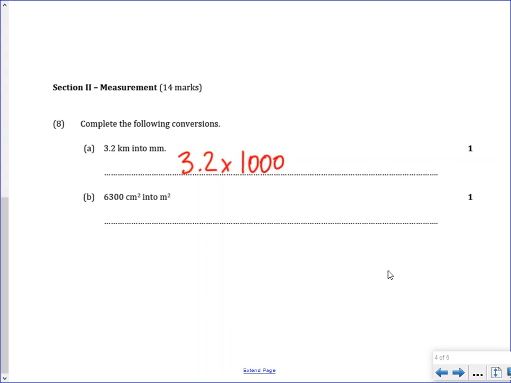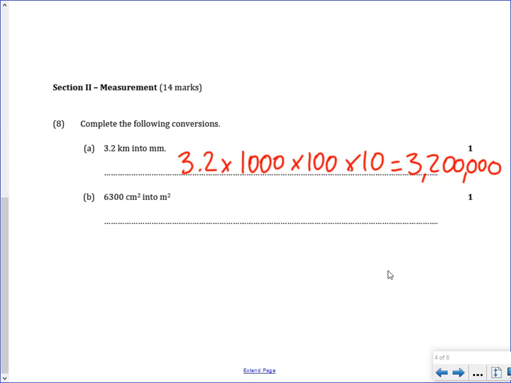But that's got it in meters. So that means we're now going to need to change that to centimeters. So we're going to times that by 100. But that's only in centimeters. We want to change it to millimeters, so we then need to times it by 10 as well, because we're changing from kilometers into meters, into centimeters, into millimeters. So this is 3.2 times 1,000 times 100 times 10, which gives me this number, so basically 5 zeros. So if we look at that number, that's 3,200,000.